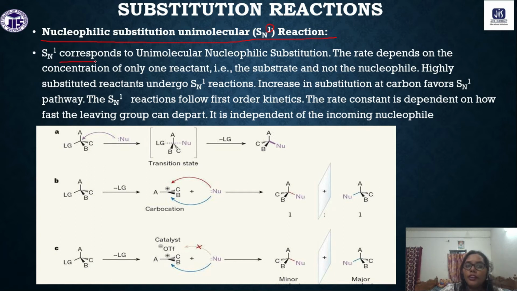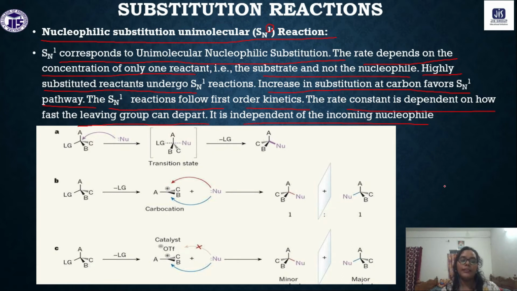Generally SN1 corresponds to unimolecular nucleophilic substitution. The rate depends on the concentration of only one reactant, that is the substrate, and not the nucleophile. Highly substituted reactants undergo the SN1 reaction. Increase in substitution at carbon favors the SN1 pathway. The SN1 reaction follows first order kinetics, and the rate constant is dependent on how fast the leaving group can depart. It is independent of the incoming nucleophile.